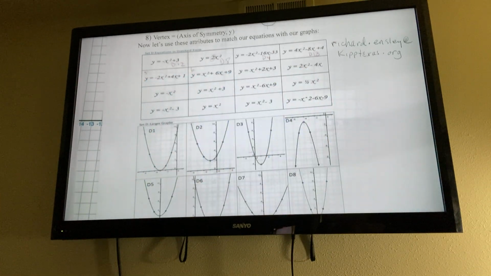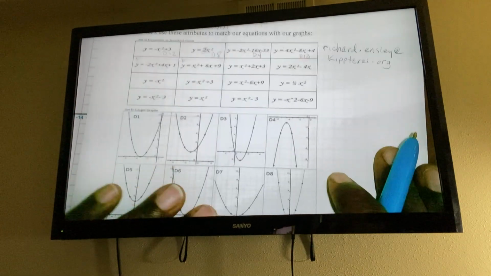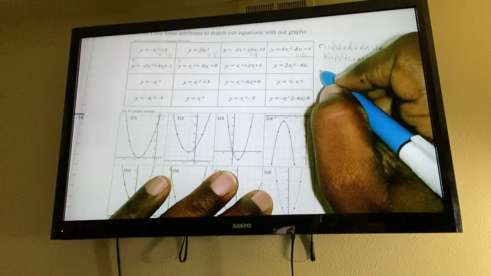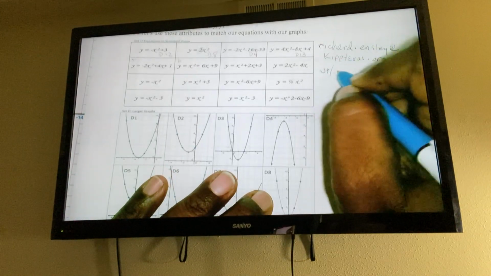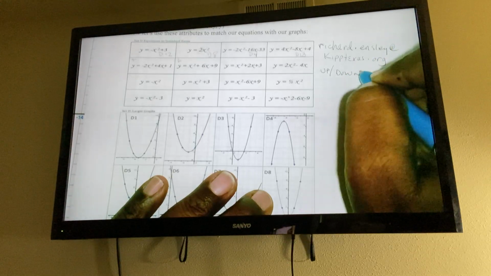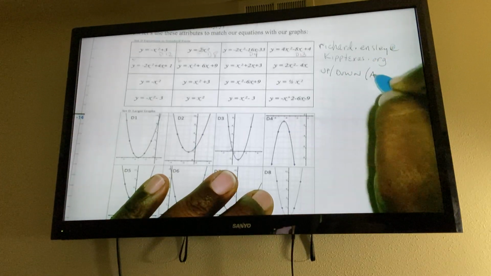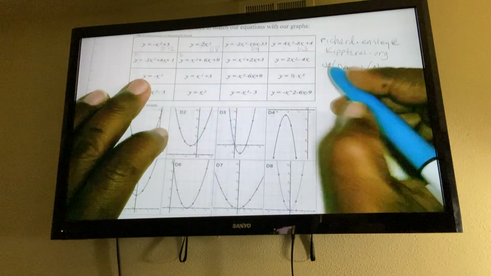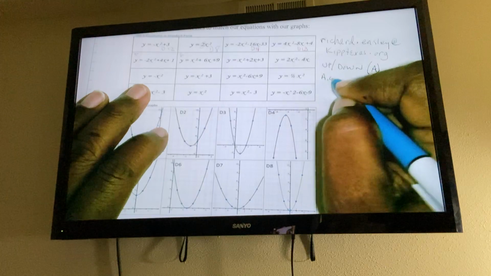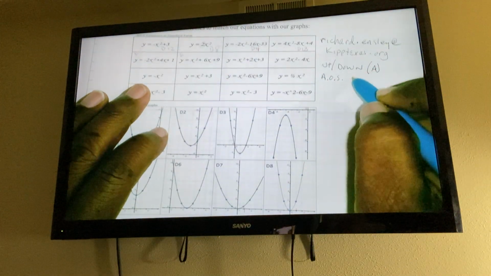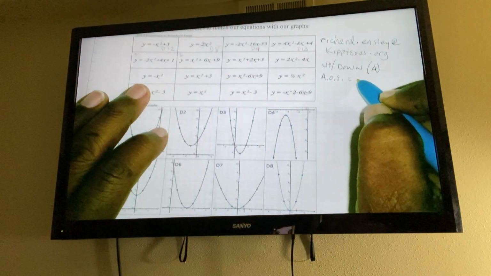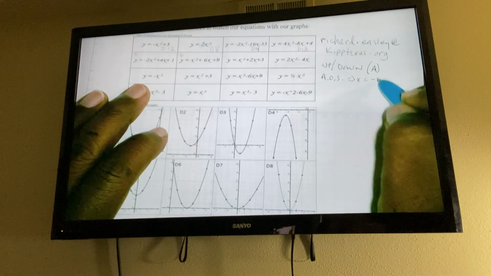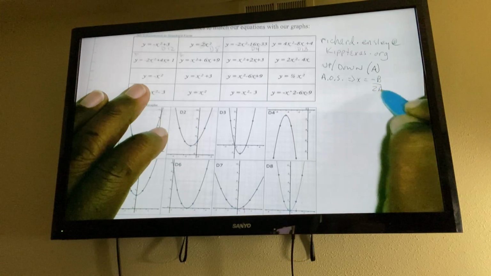Okay. I want you to find critical points. And when I say critical points, I want you to determine whether it's going up or down. Okay. And A will tell you that. The sign of A will tell you that. Okay. Then I want you to find the axis of symmetry. And we know that equation is x equals negative b over 2a.